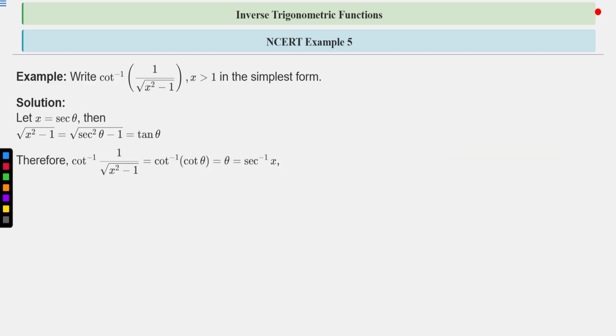Therefore, cot inverse 1 by root over x square minus 1 will be equal to cot inverse cot theta, right? And it is equal to theta. We know that cot inverse cot theta is equal to theta, right? And we have assumed x equal to sec theta, right? Then theta will be sec inverse x. Clear? Which is in the simplest form, right? So the simplest form of this expression is basically sec inverse x, right?